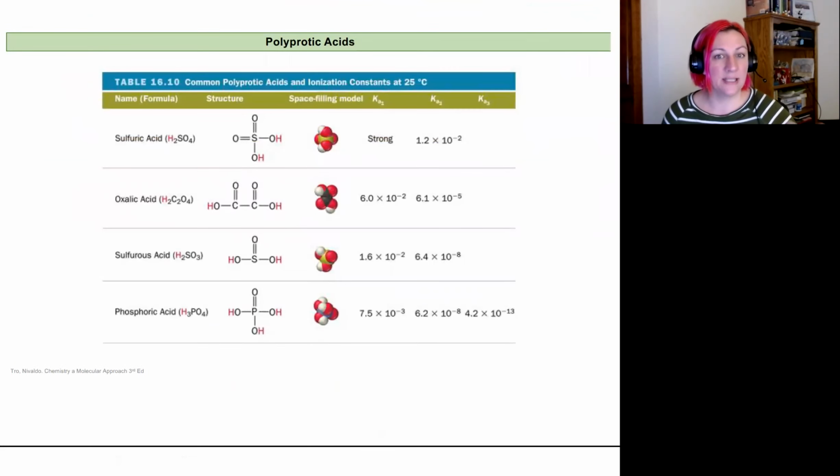First, here's a couple examples of polyprotic acids, just so you're aware of them. Sulfuric acid we just talked about. Oxalic acid is our carboxylic acid group, but two of them brought together and bonded. And then we have sulfurous acid, which is like sulfuric acid, but with one less oxygen. And phosphoric acid is one that is really common in biology. And that one's actually triprotic.